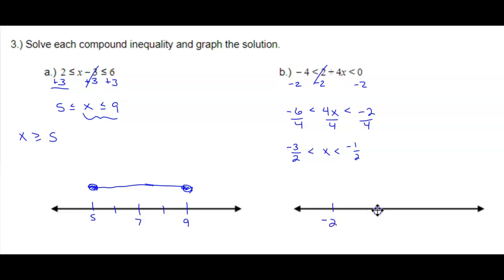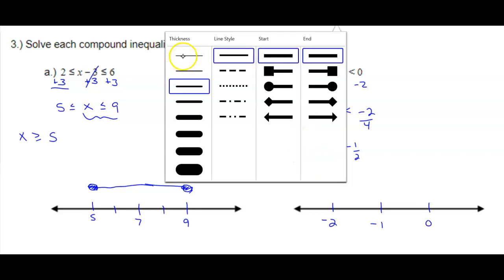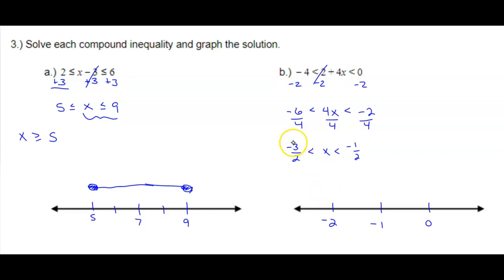What I'm going to do is make a number line that looks something like this, and then just pinpointing where those two values fall on that number line. So negative 3/2 is going to be right here, and then negative 1/2 is going to fall right here, and these are both open dots. And then same as before, we're talking about the area that is between the two values for that compound inequality.